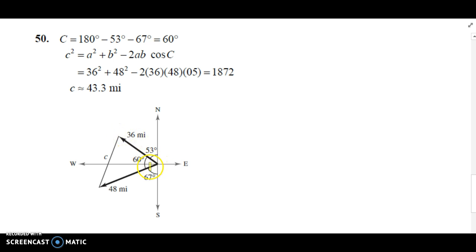We have the lengths of 36 and 48. So if we use the law of cosines with this side-angle-side, we can find the value of c at being about 43.3 miles.